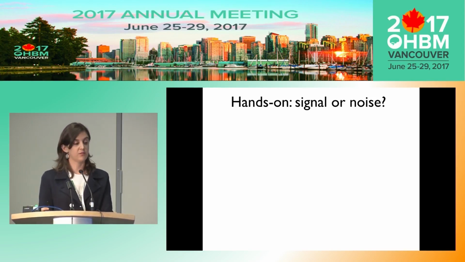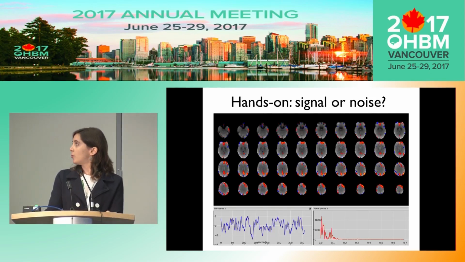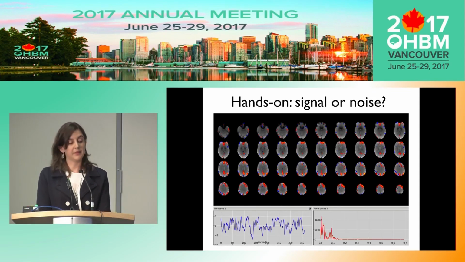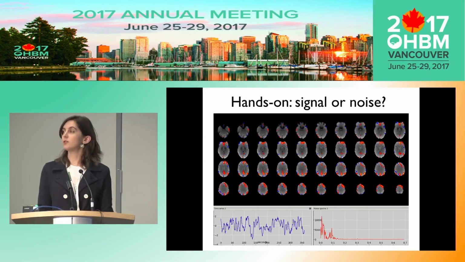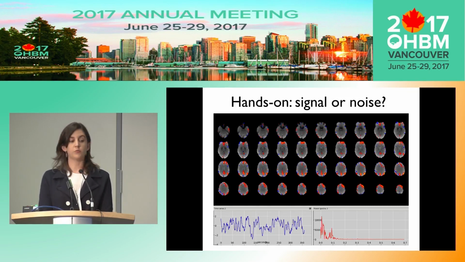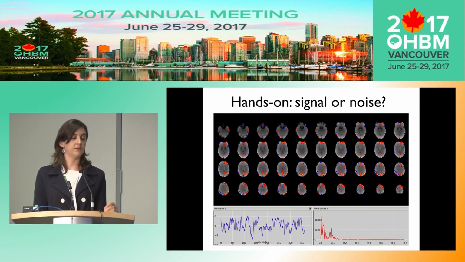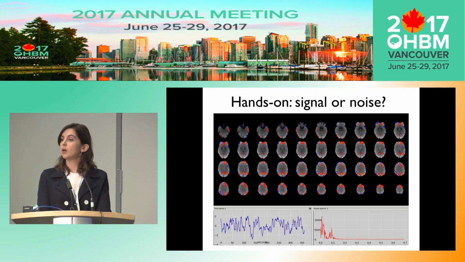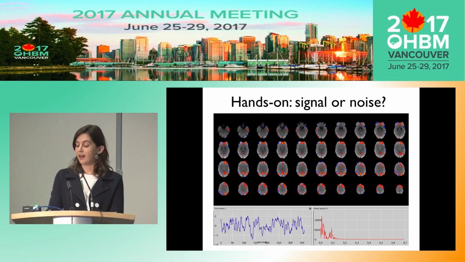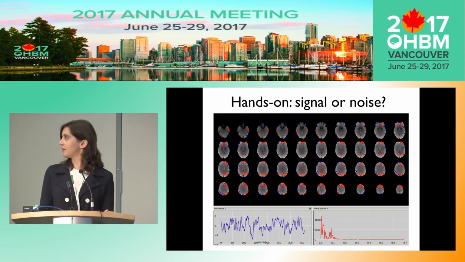So this is a question for you. This is a component, spatial map on the top, time series on the bottom left, power spectrum on the bottom right. The blobs in red are positive blobs. The negative blobs are shown in blue. Who thinks this is signal? Who thinks this is noise? Very good. This is a signal component, default mode network. We're all good. We'll keep this in the data.